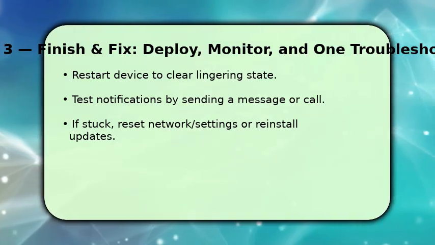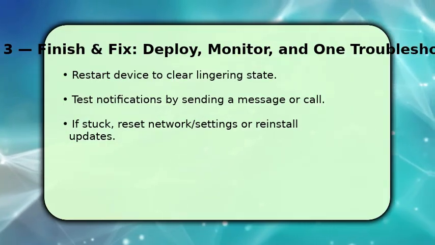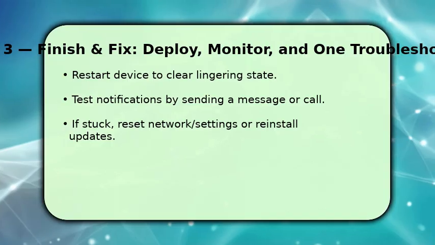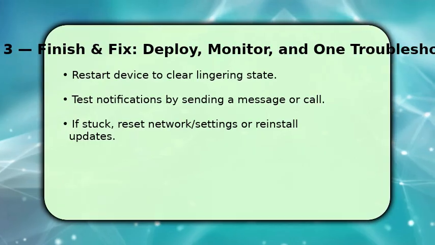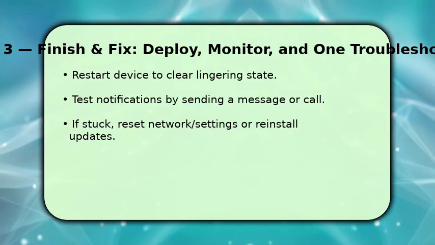If Do Not Disturb still persists, perform a settings reset or check for pending system updates. The trick is that corrupted preferences or old firmware can hold the mode in place. Troubleshooting tip: back up, then reset network or settings before a full factory reset. It often fixes stuck DND without data loss.